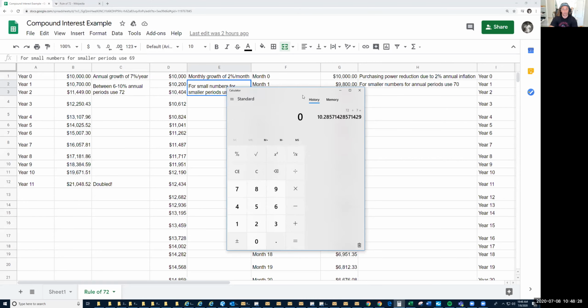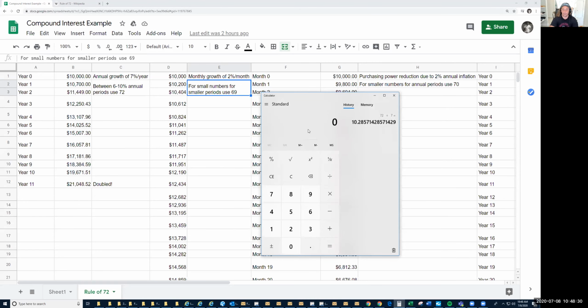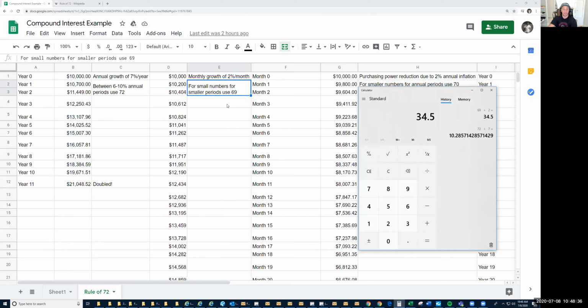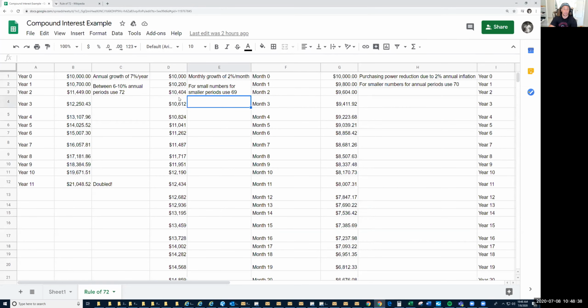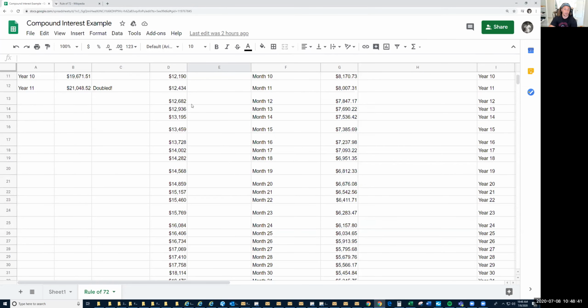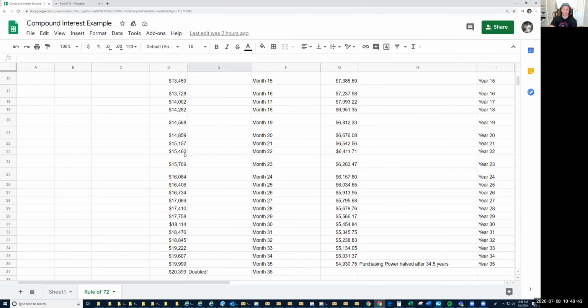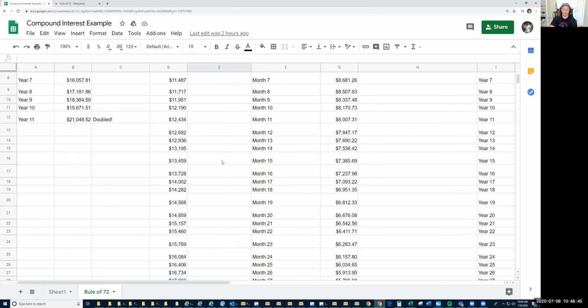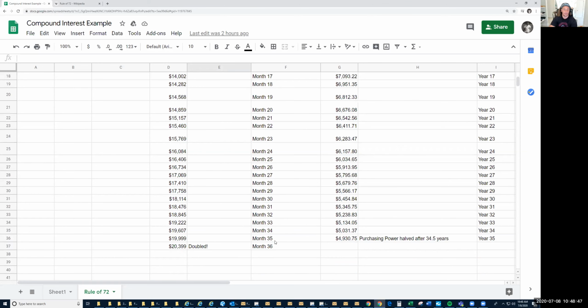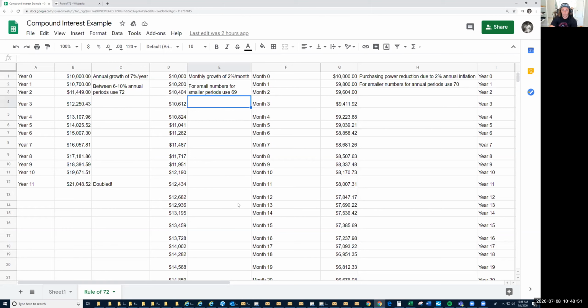Just to iterate that, we got 10,000, we're going to do 69 divided by 2, which gets us about 34.5. And this is growth, right? If we go down, oh, I'm sorry, that was per month, so it was 35 something months. So if we go down here, 35, 36 months, there you go, the money doubled. That's in 3 years. Okay.